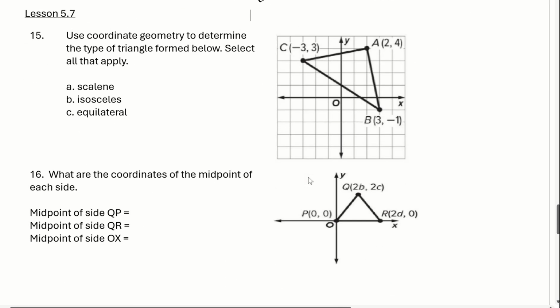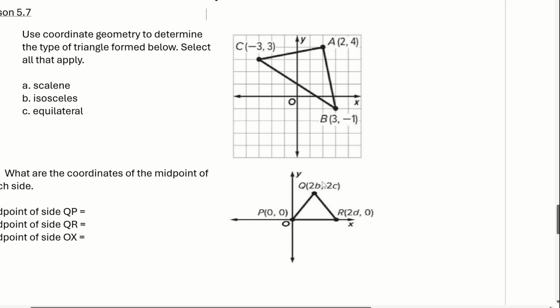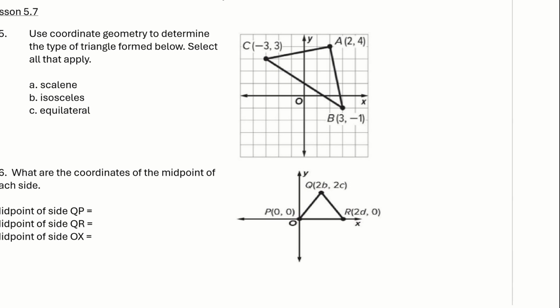All right, lesson 7. Use coordinate geometry to determine the type of triangle formed below. Select all that apply. All right, really easy. So for this one, you have to just count. So we got 1, 2, 3, 4, 5. 1, 2, 3, 4, 5. So the lengths of AB and AC are both the same. So AB has to be congruent to AC because they have the same numbers, right?